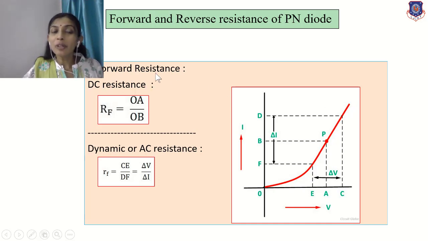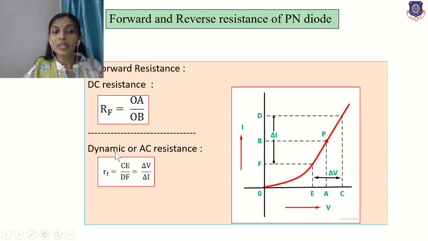So you can define the forward resistance Rf equal to, it is written in capital because you are defining the DC resistance, right? OA upon OB. You can see here O to A upon O to B. You can take the value of voltage from O to A and you can take the value of current I from O to B. So this is the ratio of voltage upon current.